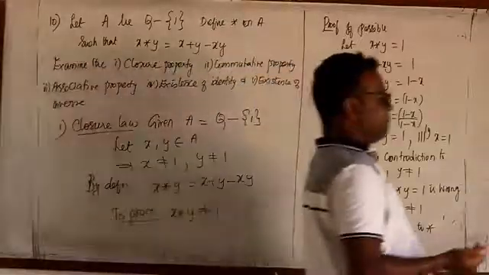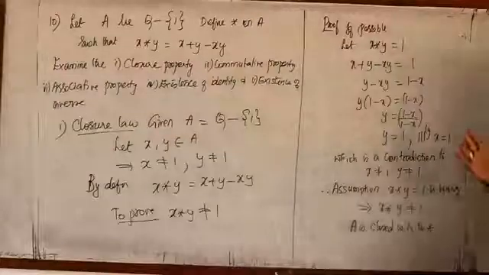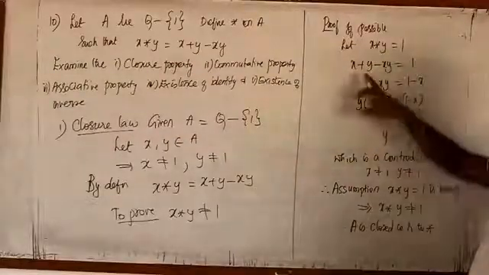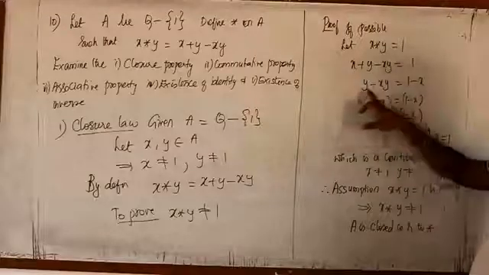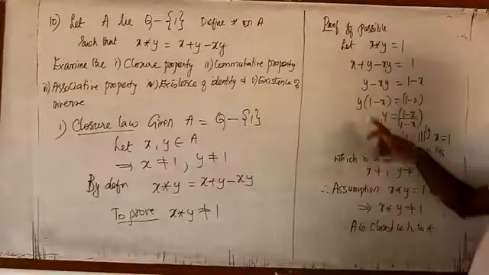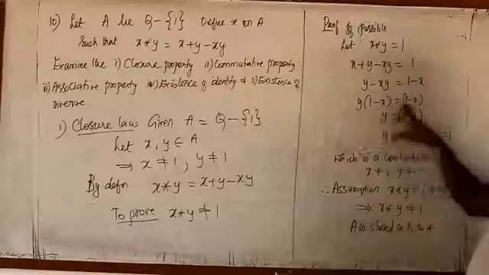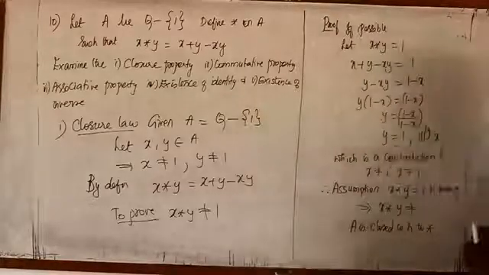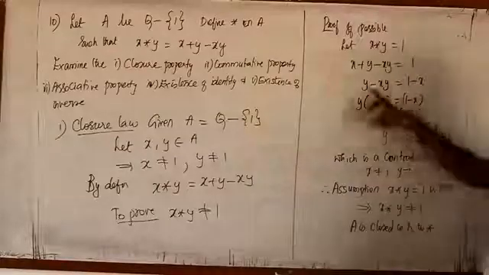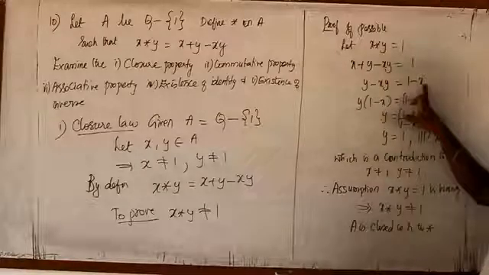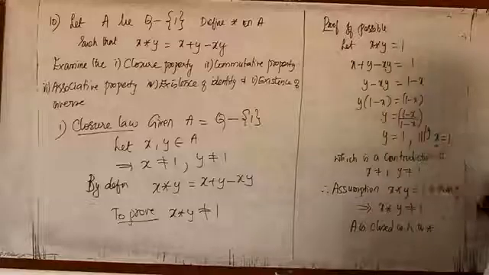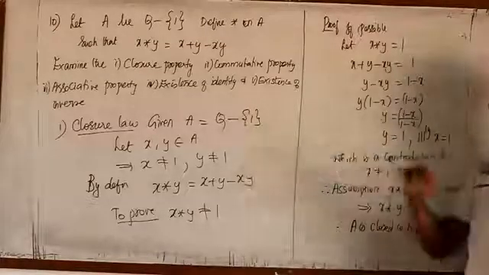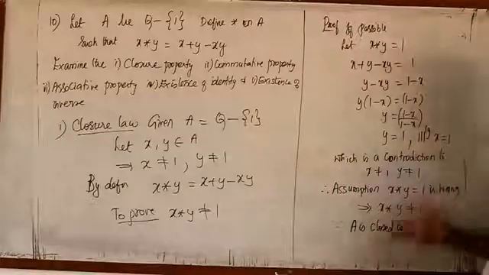Let me take it the other way. Suppose I take x star y equal to 1, then what will happen? x plus y minus xy equal to 1. Taking x to the other side, y minus xy equal to 1 minus x. If I take y as a common term, then y times (1 minus x) equal to 1 minus x. When I take 1 minus x to the other side, then y is becoming 1. Both get cancelled. Similarly, if I take y instead of x, then I will get x equal to 1. That is a contradiction to our assumption that x is not equal to 1 and y is not equal to 1. That means our assumption is wrong.